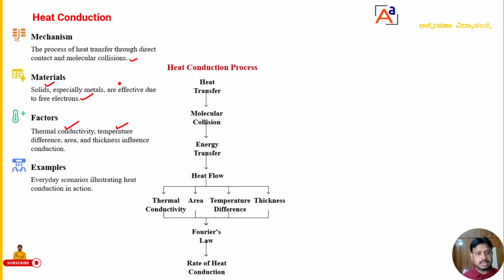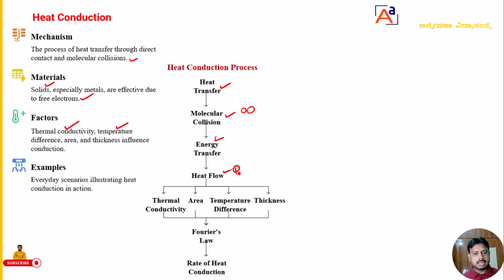How is conduction heat transfer going to take place? Conduction heat transfer takes place because of molecular collision, molecular interaction, or physical contact. So heat energy is going to transfer. That type of heat transfer we are going to call conduction heat transfer, which is represented as Q.